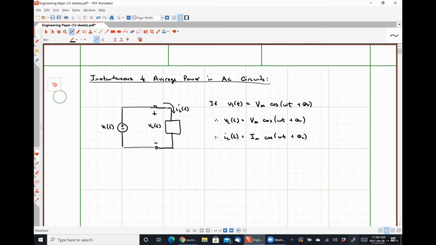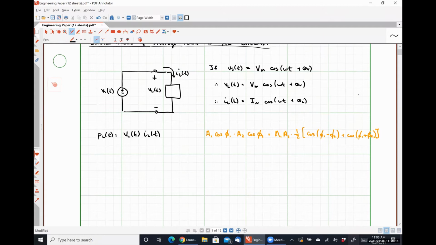plus theta I. The instantaneous power absorbed by our load, PL of t, will be VL of t multiplied by IL of t. So P is equal to I times V, as per usual. I'm going to be applying the following trig identity that says A1 cosine angle 1 multiplied by A2 cosine angle 2 yields A1 times A2 times 1/2 cosine angle 1 minus angle 2 plus cosine angle 1 plus angle 2.